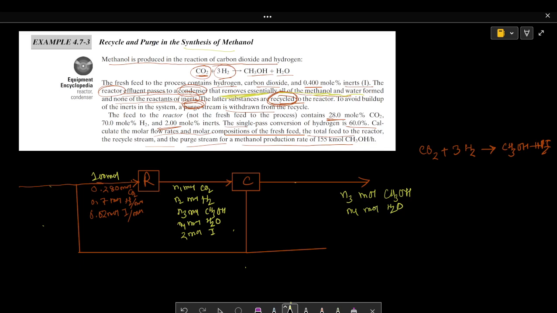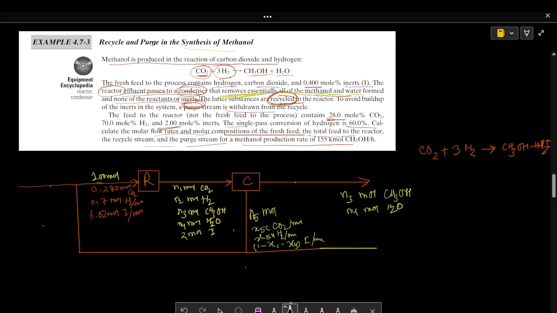And on the other side, the recycle stream must have carbon dioxide, hydrogen and inert. So first let me assume that n5 mole comes out from the condenser. The stream will be x5c mole carbon dioxide per mole, x5h mole hydrogen per mole, and inert, which will be 1 minus xc minus xh mole inert per mole.